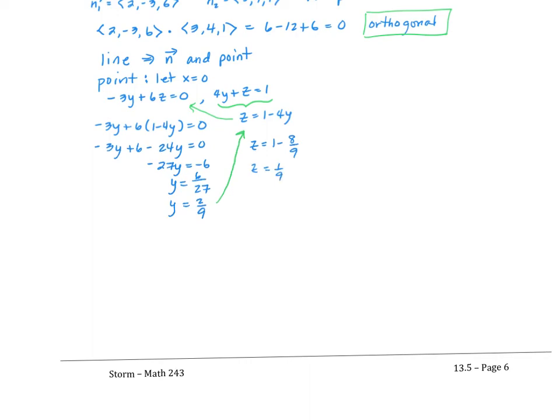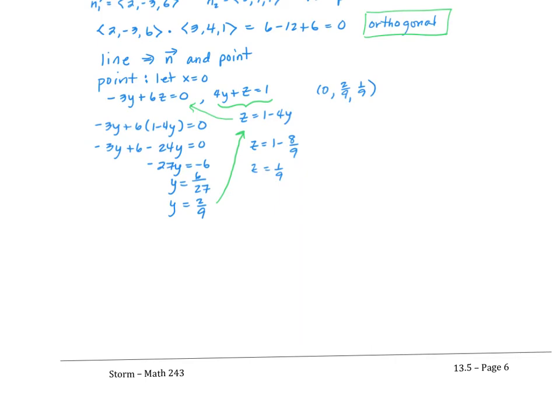And remember, I already set my x value at 0. So I have this point (0, 2/9, 1/9). And I can plug that point into both of my equations for my planes, and I'll find that this point will be a solution to both equations, so this point is on both of those planes. So that's a point that they have in common. There's infinitely many points. This is just one.